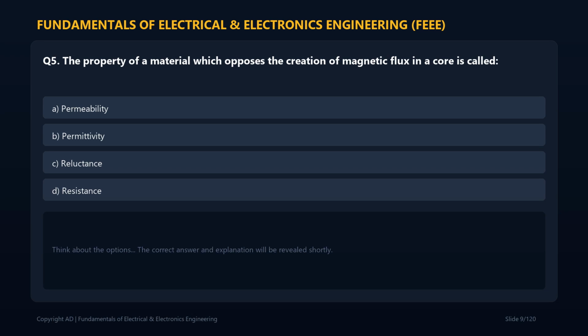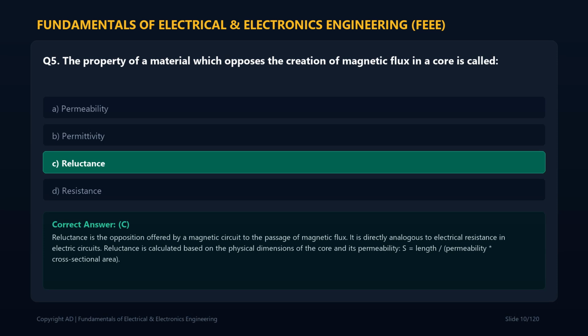Question 5. The property of a material which opposes the creation of magnetic flux in a core is called Option A. Permeability. Option B. Permittivity. Option C. Reluctance. Option D. Resistance. The correct answer is C. Reluctance. Reluctance is the opposition offered by a magnetic circuit to the passage of magnetic flux, analogous to electrical resistance. It depends on the core length, area, and permeability.